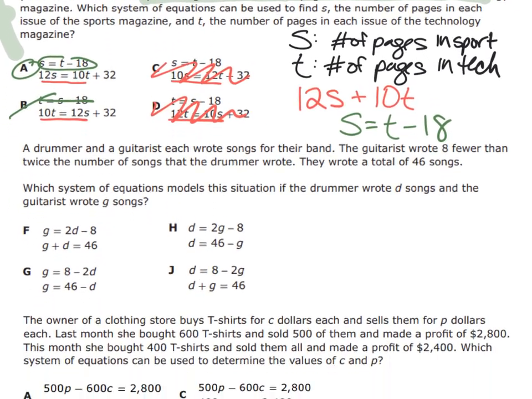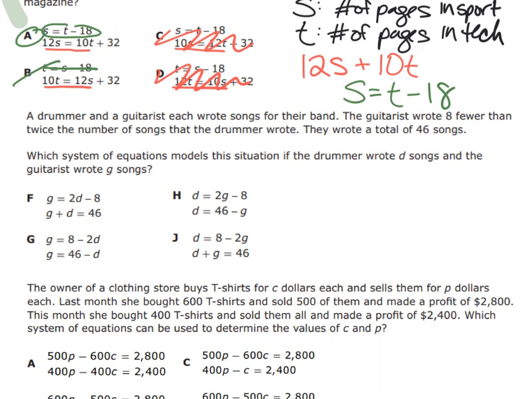We're going to go over the next question. It says, a drummer and a guitarist each wrote songs for their band. The guitarist wrote 8 fewer than twice the number of songs that the drummer wrote, and they wrote a total of 46 songs. Which system of equations models the situation if the drummer wrote D songs and the guitarist wrote G songs? They already labeled the stuff for me, but I'm going to write it down. I have D and G. What does the D stand for? Drummer songs. What does the G stand for? The guitarist songs.